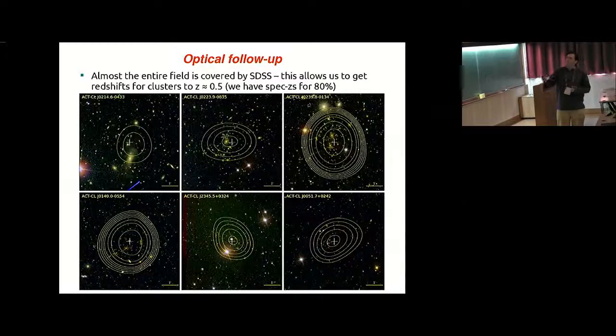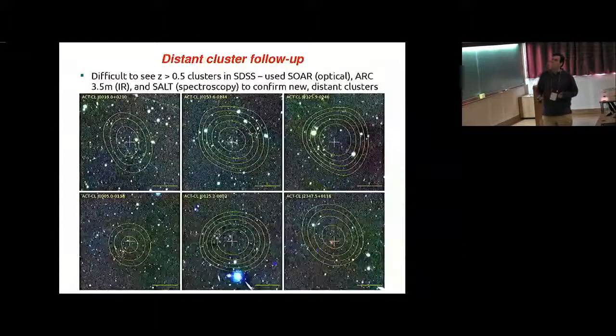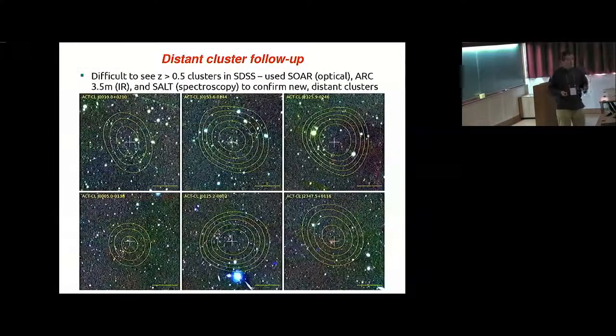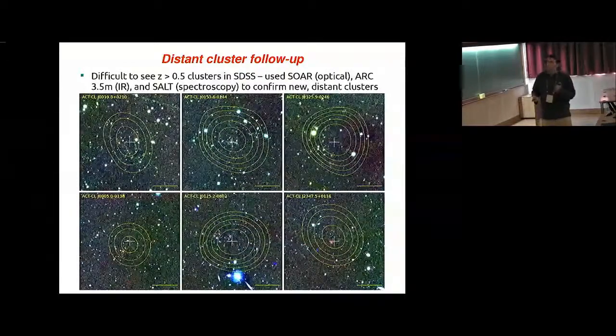But for our sample, redshift 0.5, which is about your SDSS limit, is roughly the median redshift. And so we did some more observations for more distant cluster candidates using the SOAR telescope in Chile, and we used the APO 3.5 meter to get K-band imaging in some cases. And for a handful, we've got some SALT spectroscopy for some things which are redshift 0.8-ish. Okay.